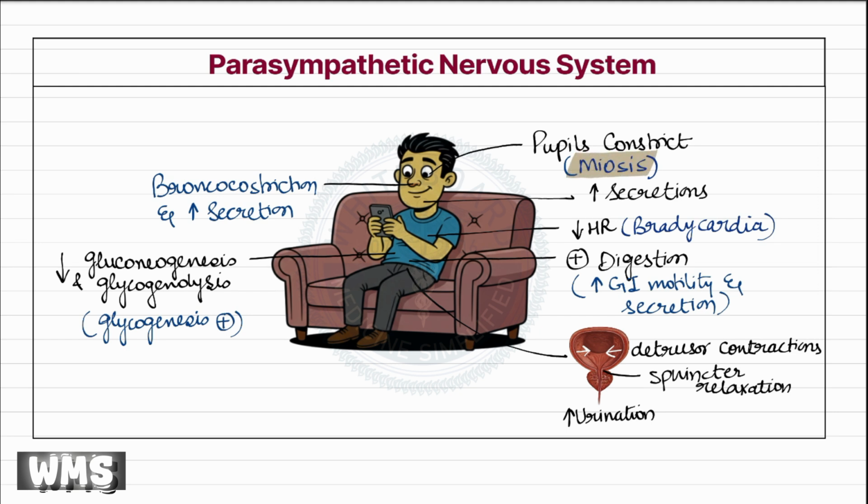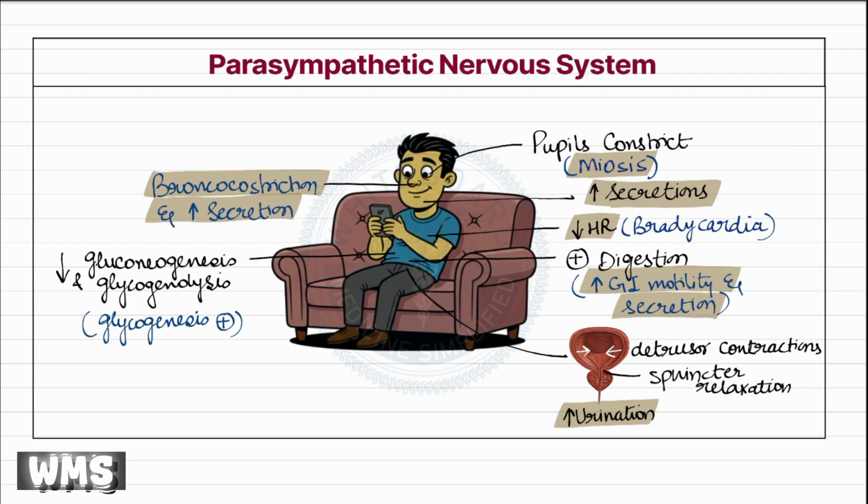In the eye, it causes miosis, pupil constriction. In the heart, it slows the heart rate. In the lungs, it leads to bronchoconstriction and increased respiratory secretions. In the gastrointestinal tract, it increases digestive secretions and enhances smooth muscle contractions. It also stimulates glandular secretions such as salivation and lacrimation, and in the urinary system, it causes detrusor contraction with sphincter relaxation, facilitating urination. Overall, the parasympathetic system prepares the body for rest, digestion, secretion, and energy conservation.